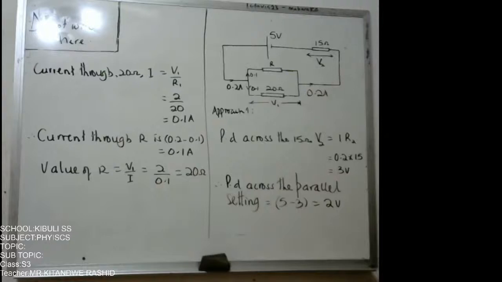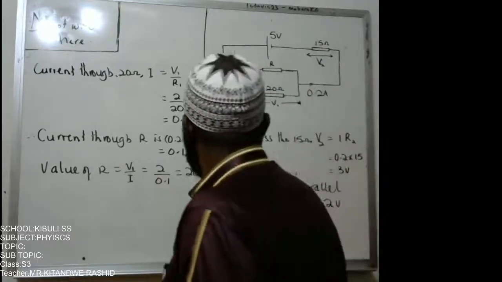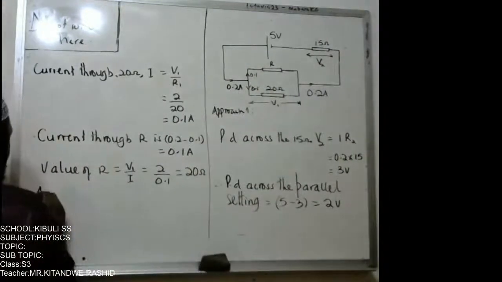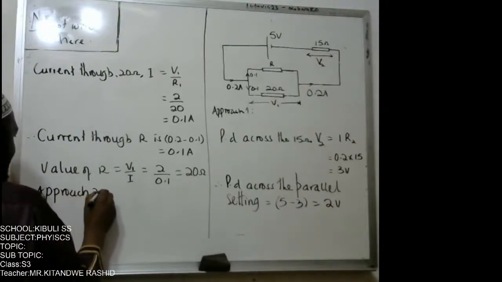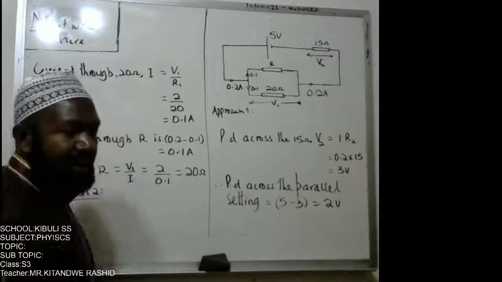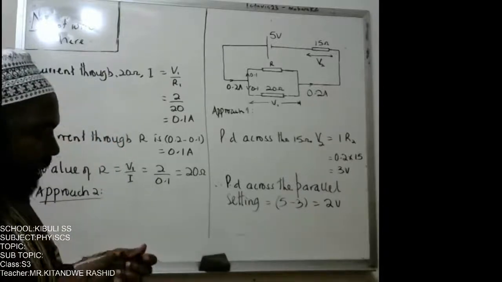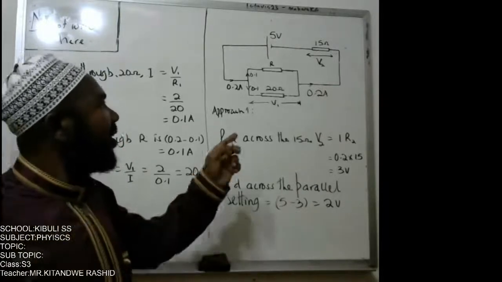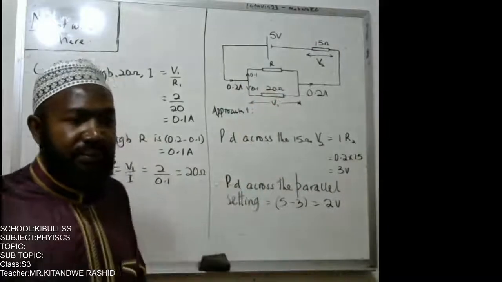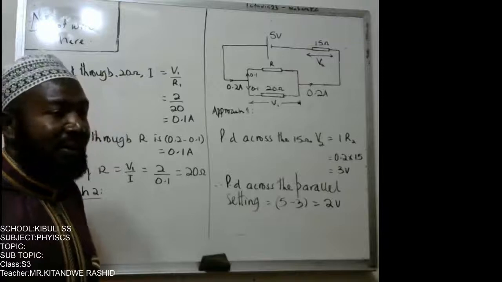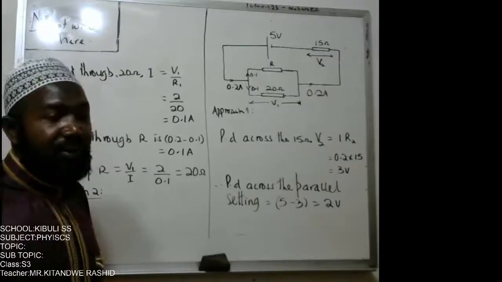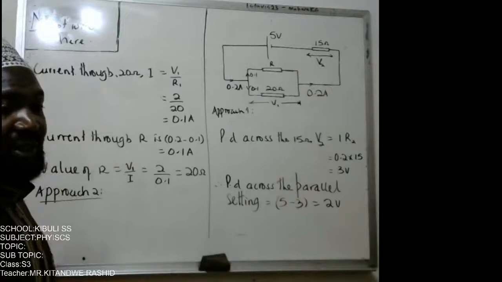That is one approach. I don't know whether that one will be the one familiar to you. The second approach is a bit mathematical. Now we said for two resistors in parallel, the resultant resistance is product over sum. Isn't it? The resultant resistance is what? Product over sum. So you can now get the total resistance in the circuit.